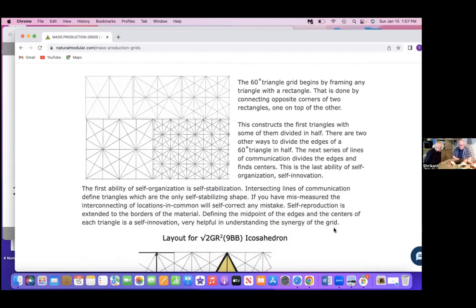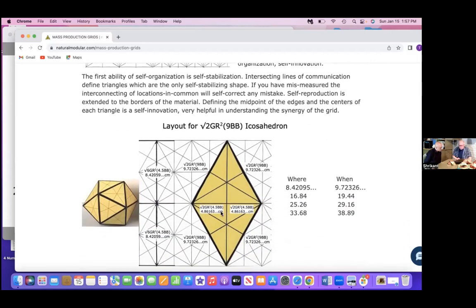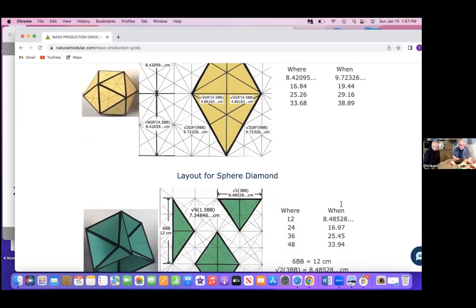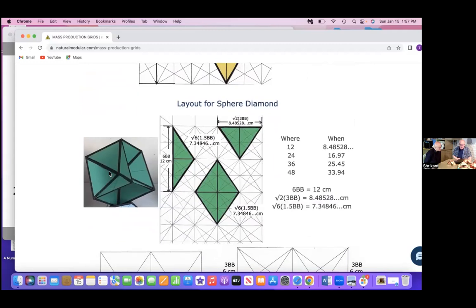And so then here's another example. This is the icosahedron. So here's the dimensions for that. It's the same thing. So this is the skeleton for the cube.